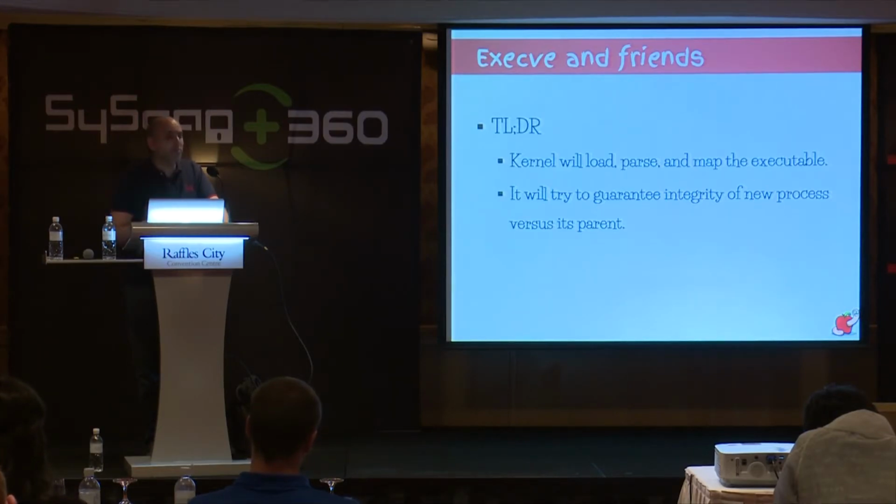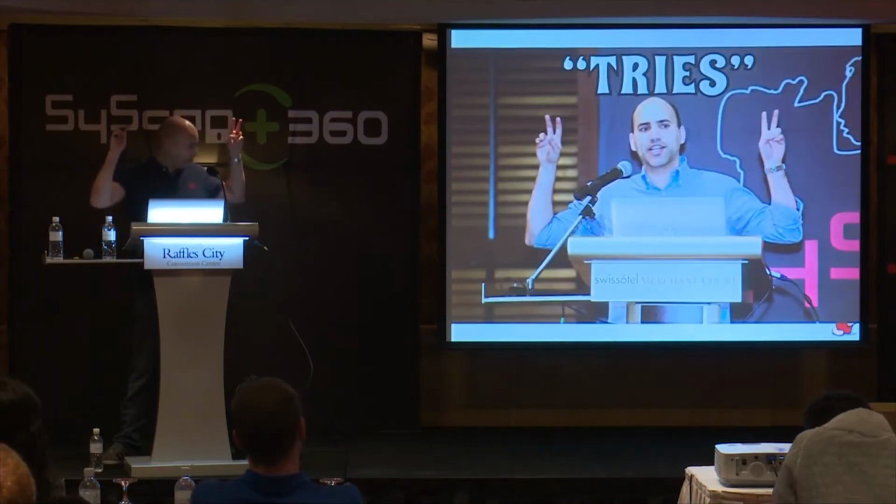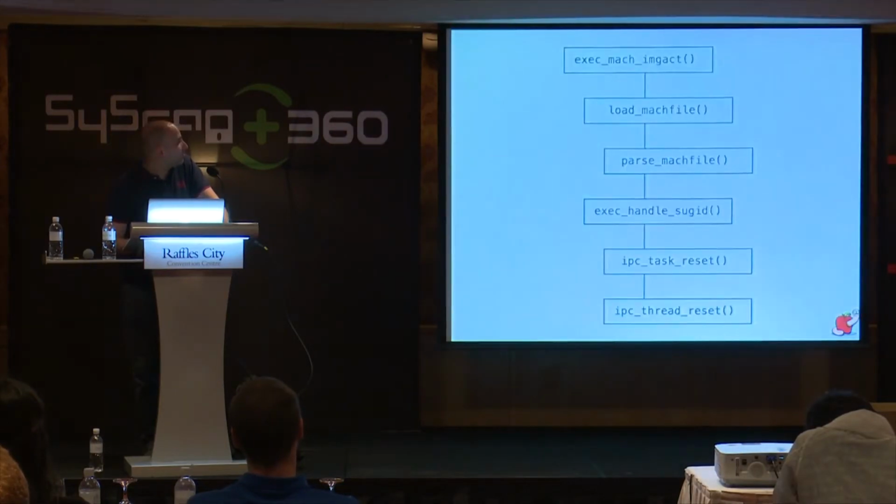To resume what happens here, the kernel will load, parse, and map the new executable that you want to execute, and it will try to guarantee the integrity of the new process versus its parent. So if a parent executes a SyScan binary, in theory you cannot do anything from the parent. The parent cannot influence the child. In theory, it should be protected, so it tries to protect. I'm not sure it does, or my goal will be to show you that it doesn't protect.